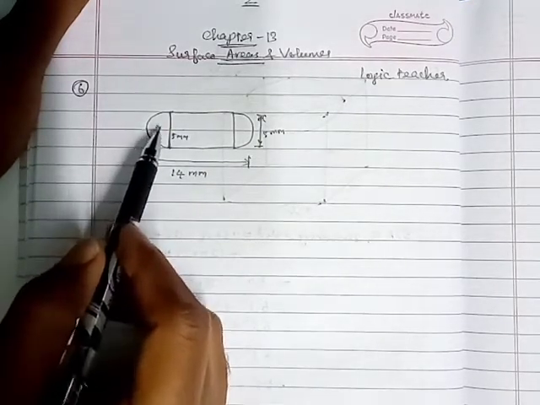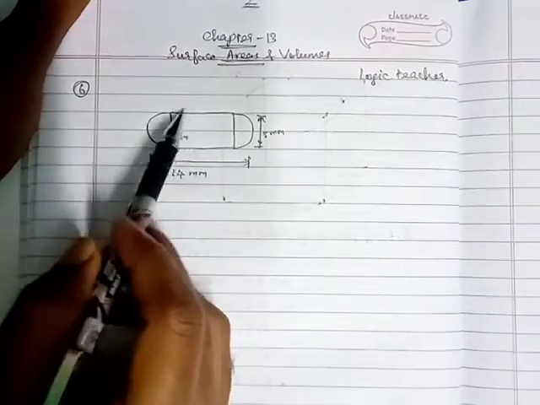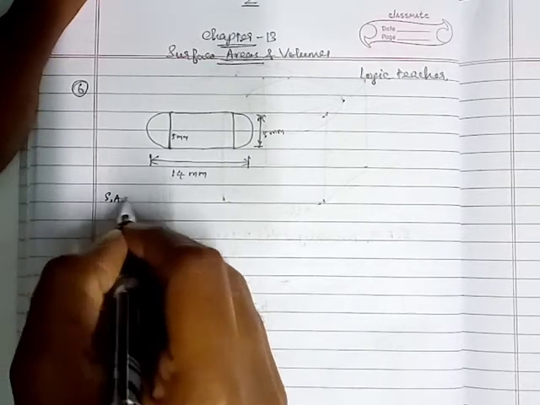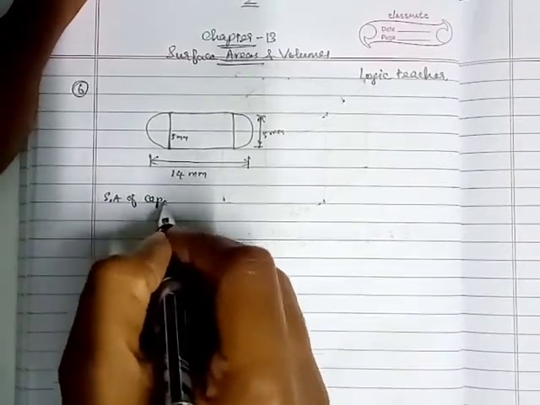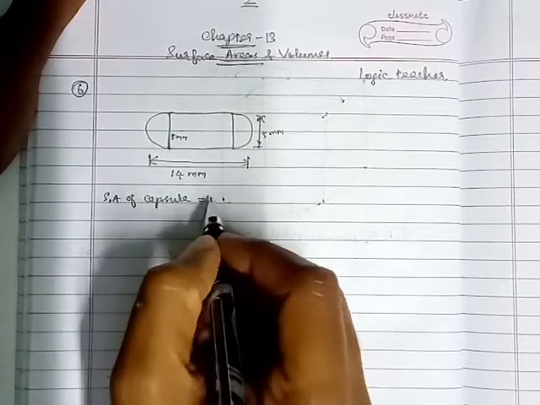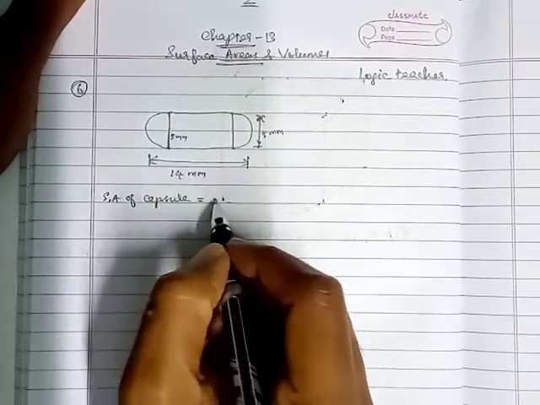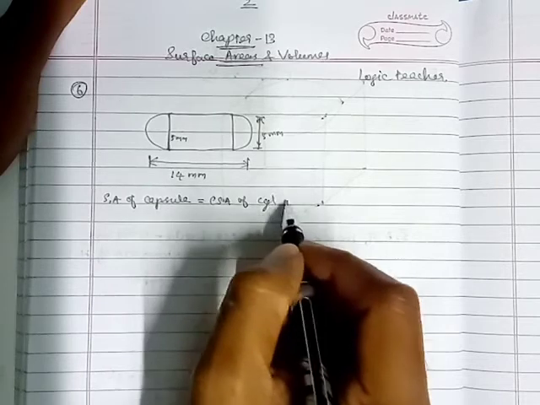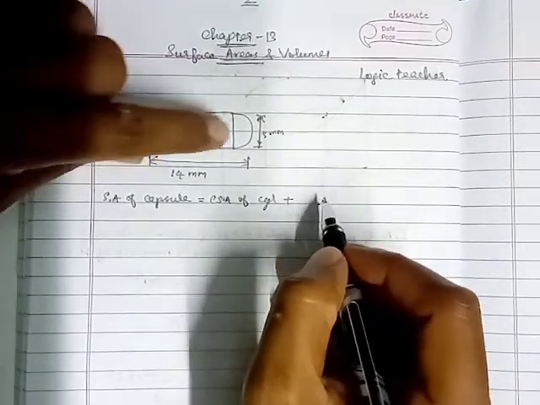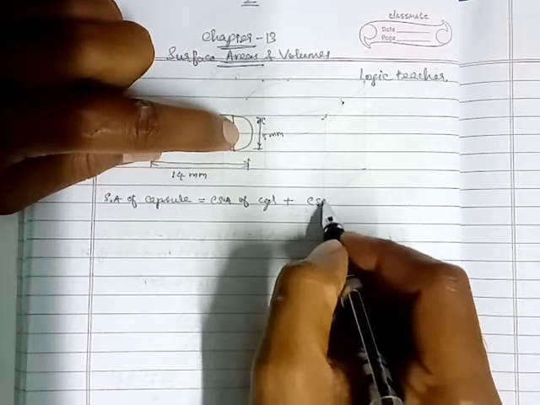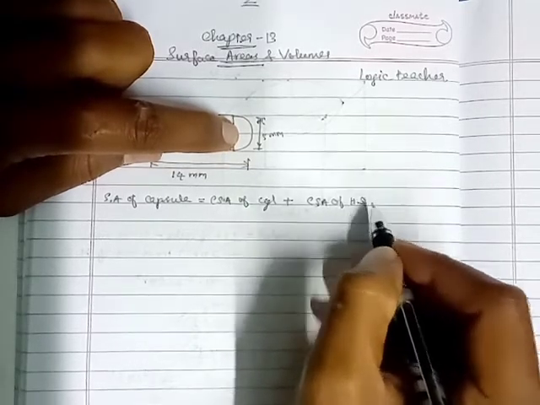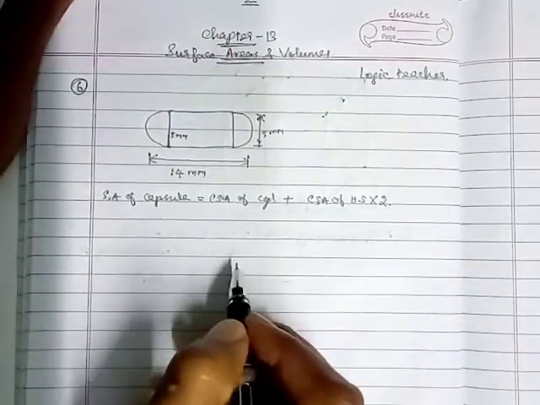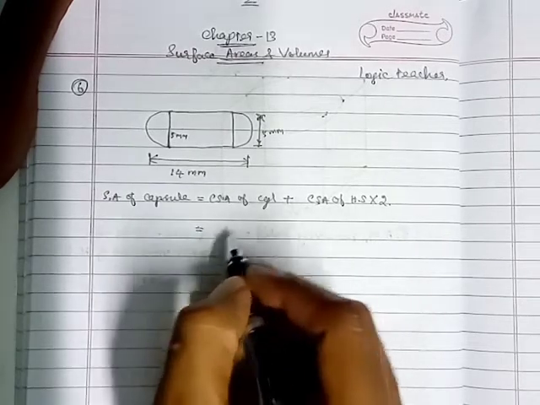So what is the formula for the total surface area? We have two hemispheres and one cylinder shape. So surface area of capsule is equal to surface area of cylinder, that is curved surface area, CSA of cylinder, plus CSA of hemisphere, but we have two hemispheres, so into 2. So what's the formula for CSA of cylinder?